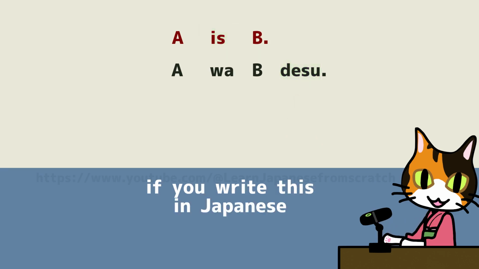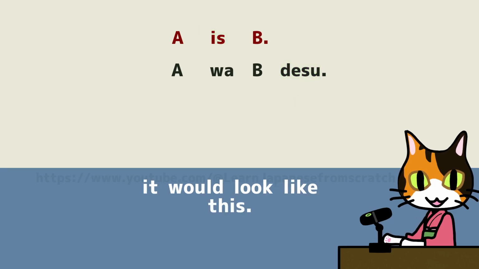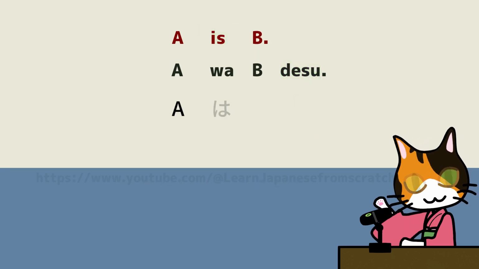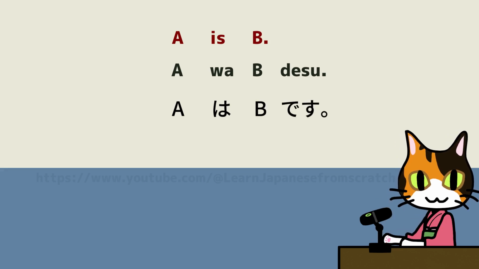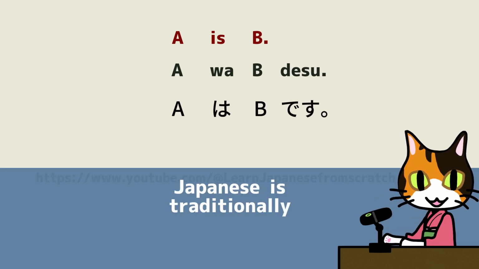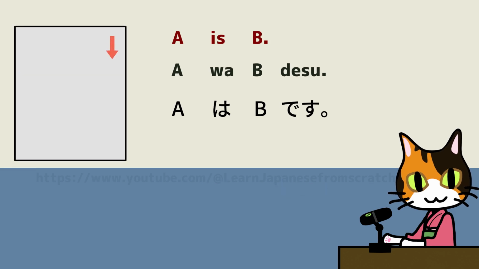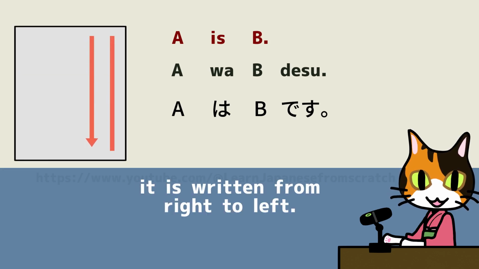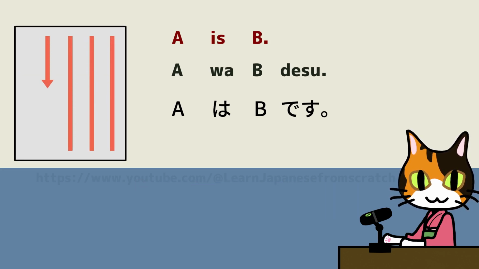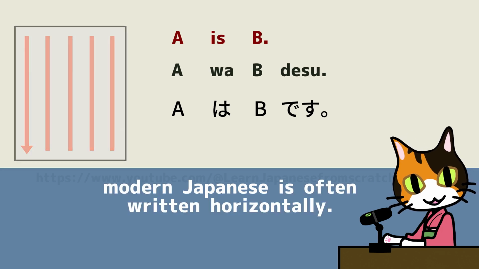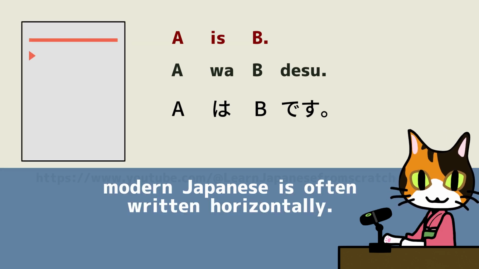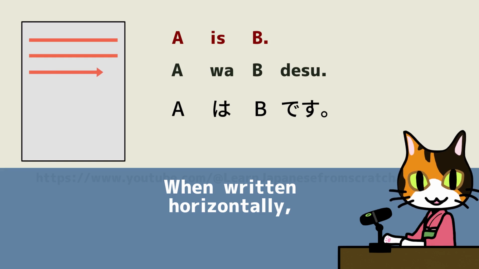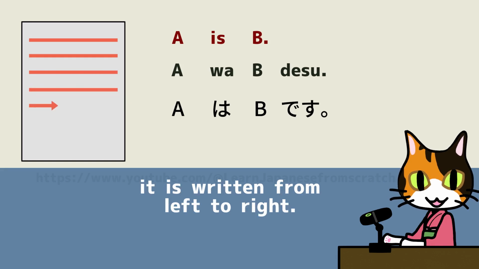By the way, if you write this in Japanese, it would look like this. A は B です。 Japanese is traditionally a vertically written language. In vertical writing, it is written from right to left. However, modern Japanese is often written horizontally. When written horizontally, it is written from left to right.